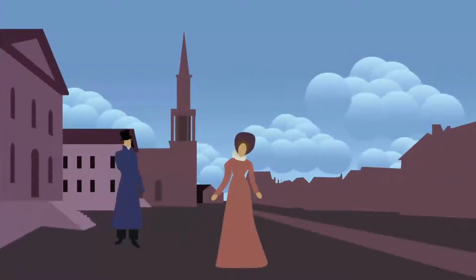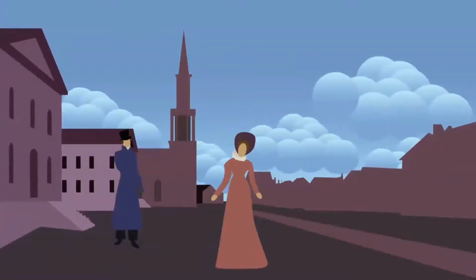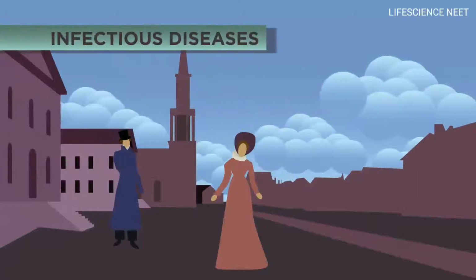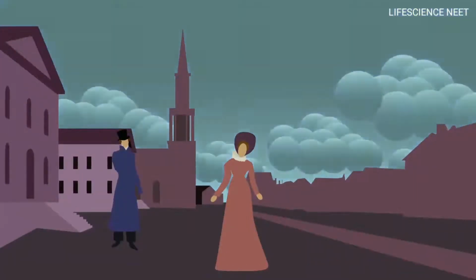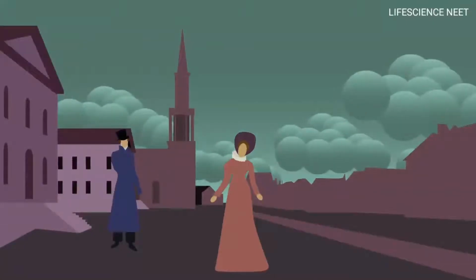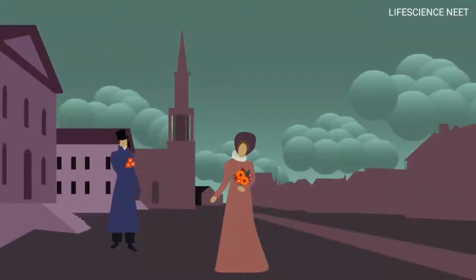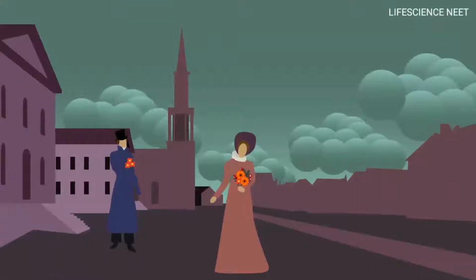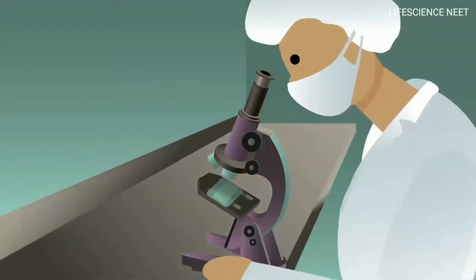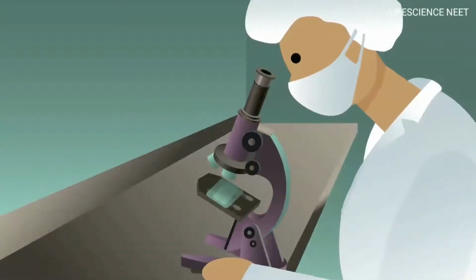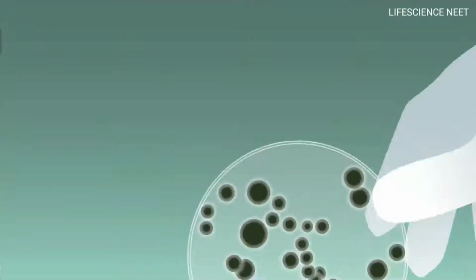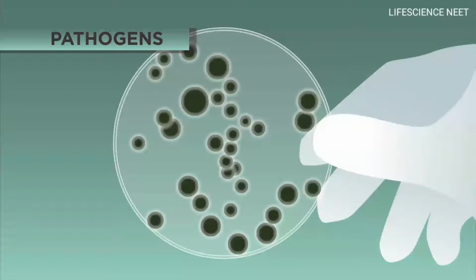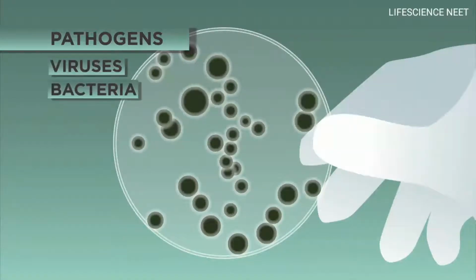Did you know that it wasn't until around 200 years ago that people knew what caused infectious diseases? Before that, they believed one cause was bad air, and so they carried around bunches of sweet-smelling flowers to sweeten the scent of the air and prevent disease. Thanks to the invention of the microscope and the experiments carried out by scientists, we now know that infectious diseases are caused by pathogens such as viruses and bacteria.